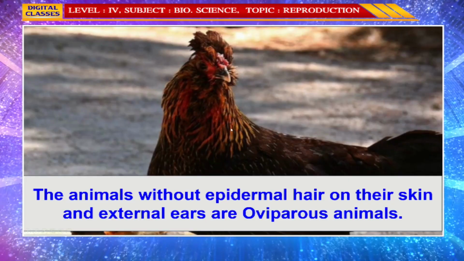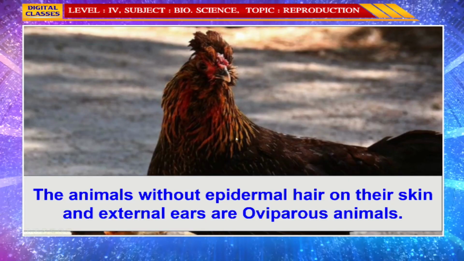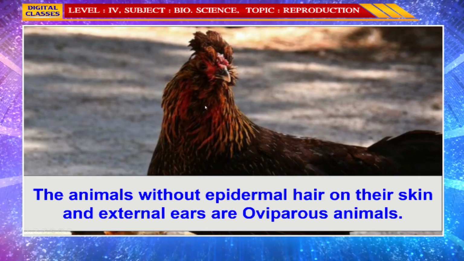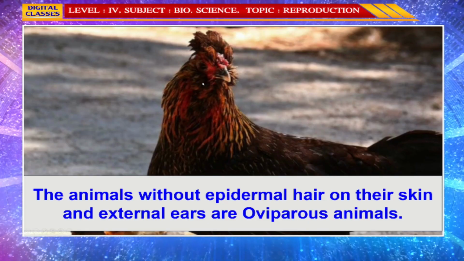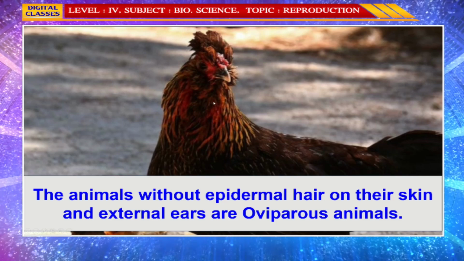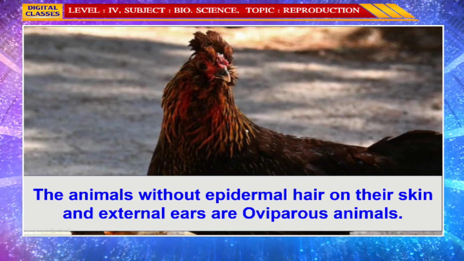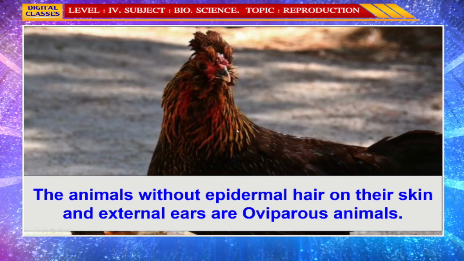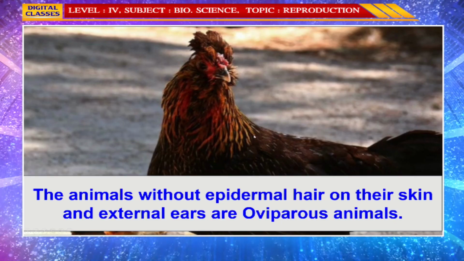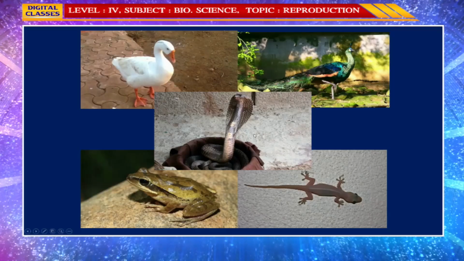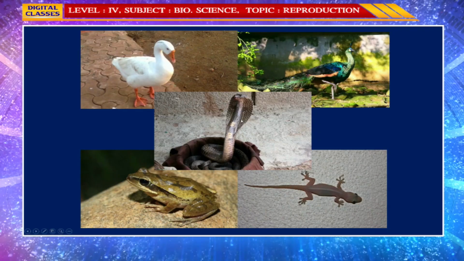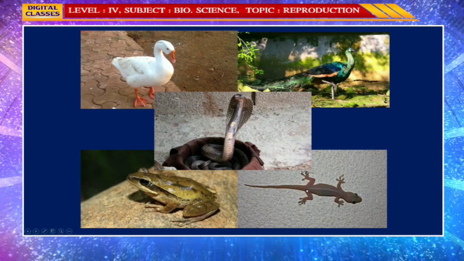Here, in animals like the hen, they do not have epidermal hair on their skin and they do not have external ears. Such type of animals are called oviparous animals. Ovi means egg. Egg laying animals are called oviparous animals. Examples: hen, duck, peacock, snake, frog and lizard.